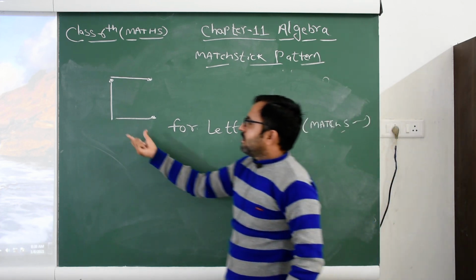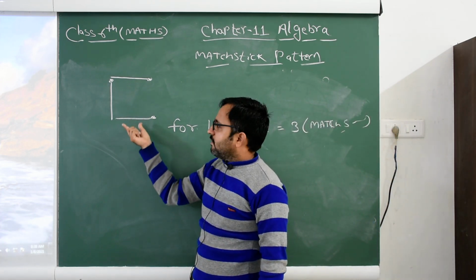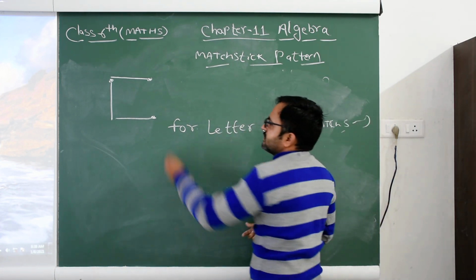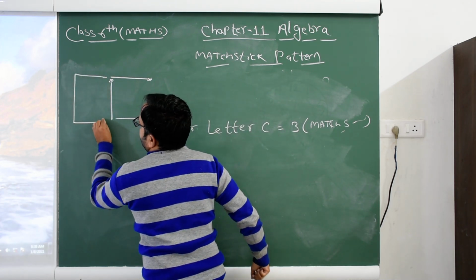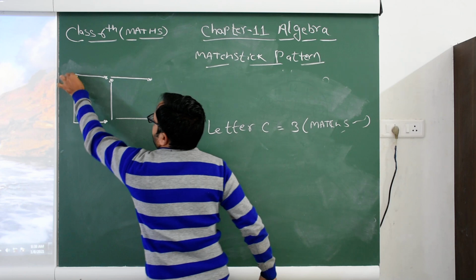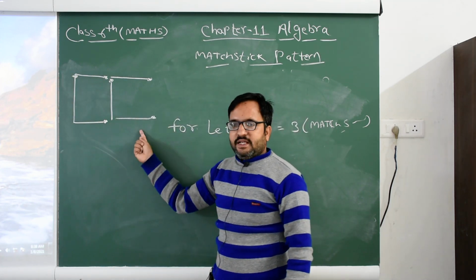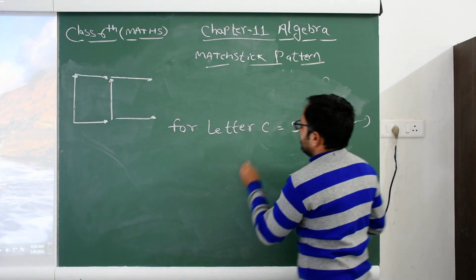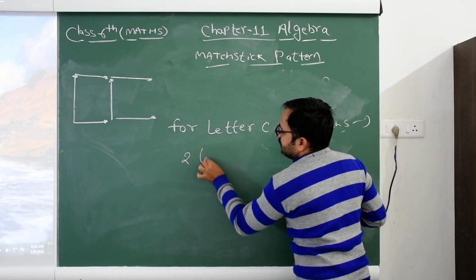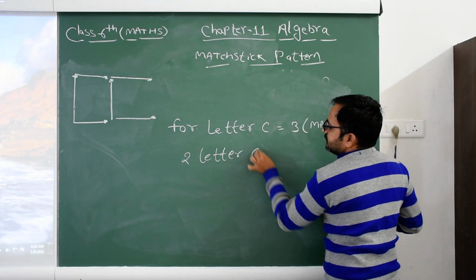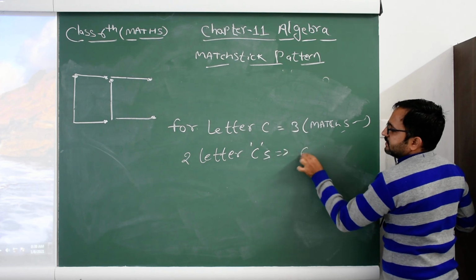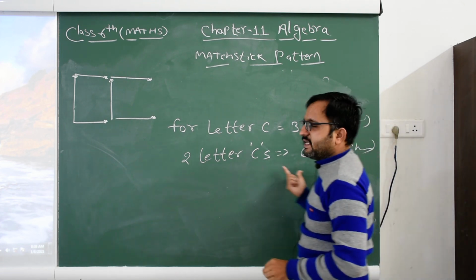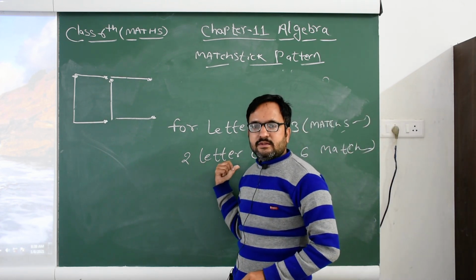If you draw only one C, we use 3 matchsticks. Again you draw a new C. So for 2 C, how many matchsticks do we use? 1, 2, 3, 4, 5 and 6. So for 2 letter C we use 6 matchsticks.